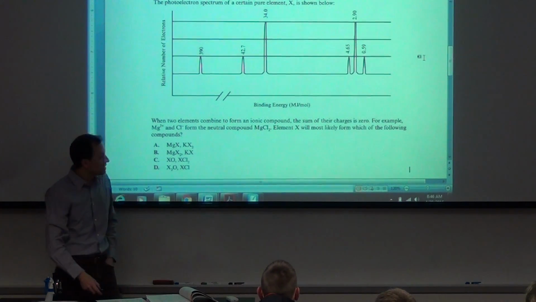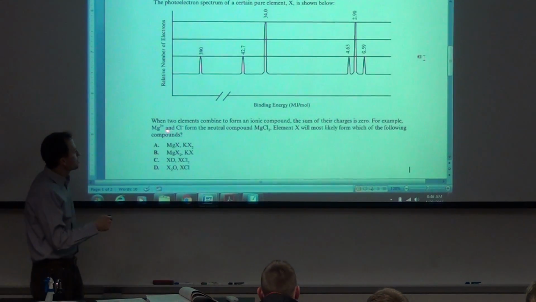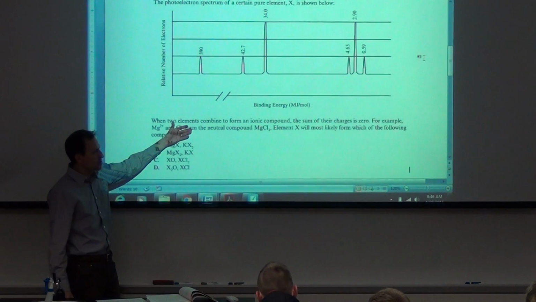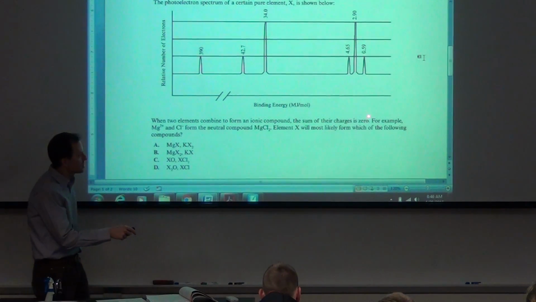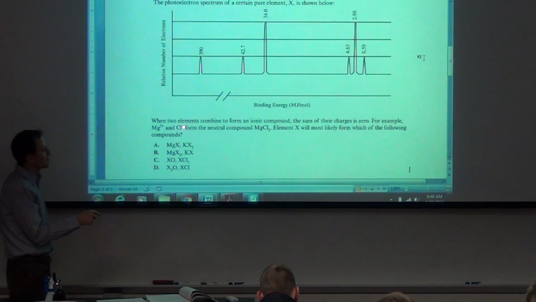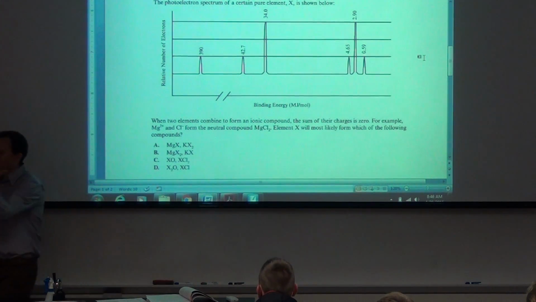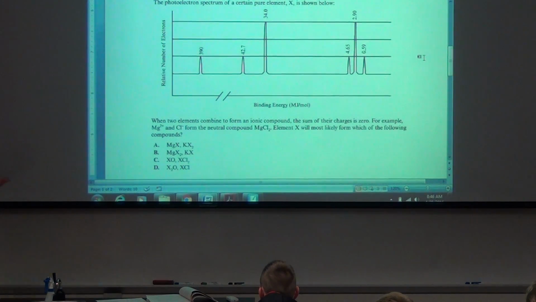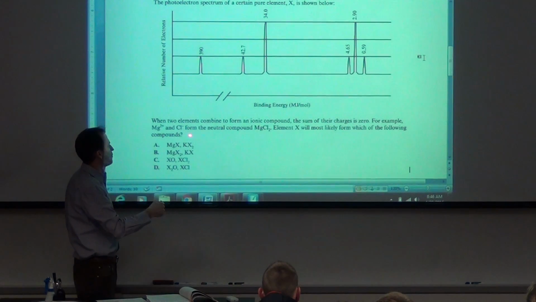Okay, so let's answer the question then. We got to figure out what this is, or somewhat. It says, when two elements, they kind of confuse you on this problem a little bit, but when two elements combine to form an ionic compound, the sum of their charges is 0. For example, Mg2 plus and Cl minus form the neutral compound MgCl2. All they're saying is when you take two together, you crisscross them and you have a neutral charge. Element X will most likely form which of the following compounds?